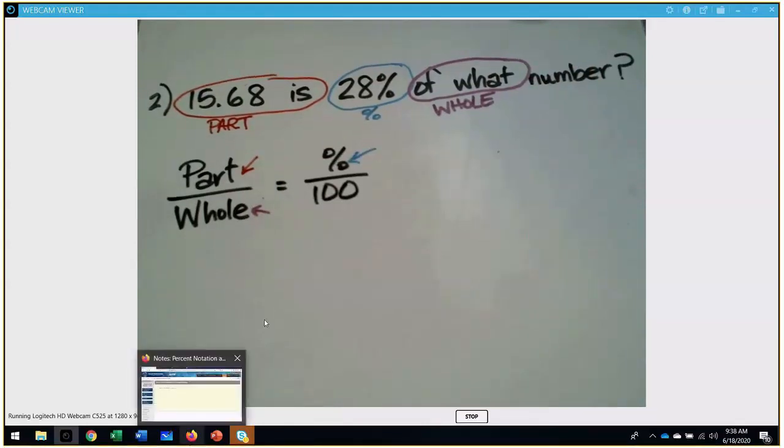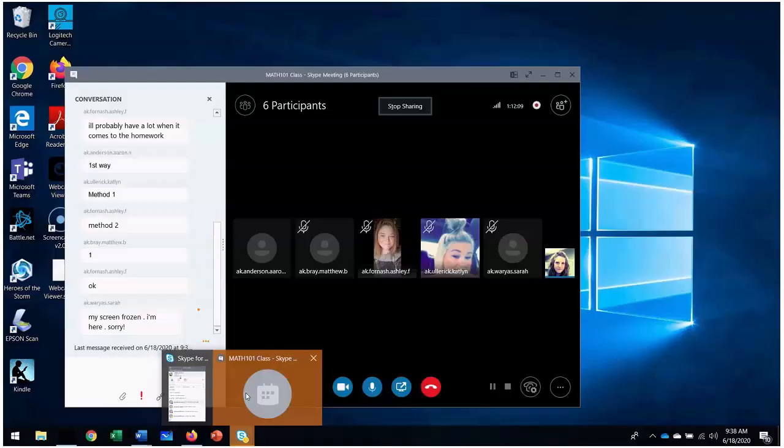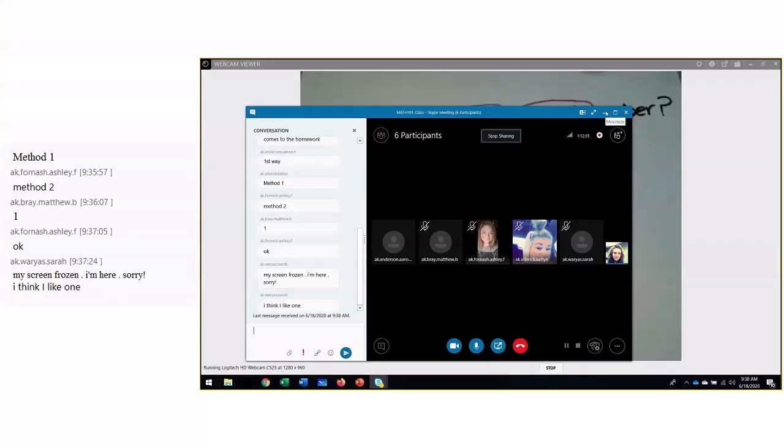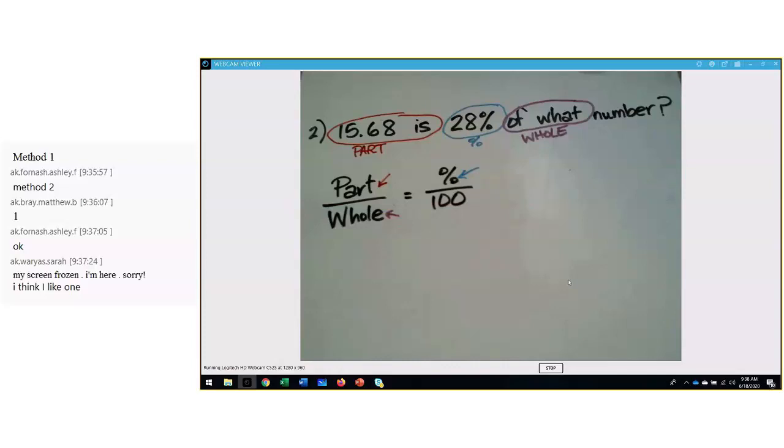Okay, take the time to identify the pieces before you start plugging in. That's the biggest mistake I see when people do this. These are pretty straightforward problems, as long as you pay attention to it all. It's okay. Which method do you like better, Sarah? Okay, good. So let's plug it in.